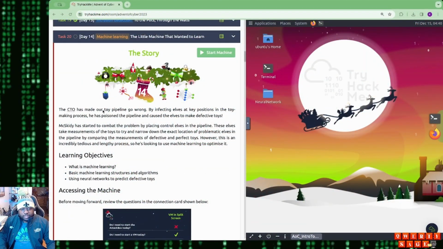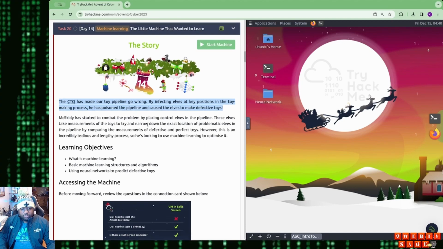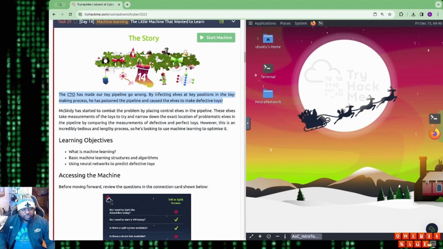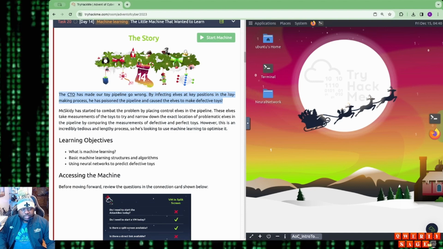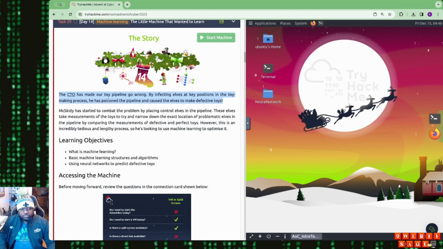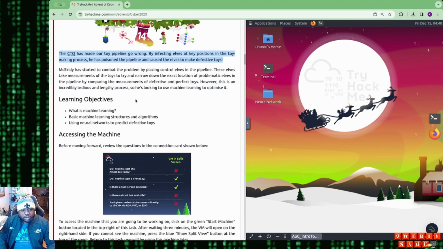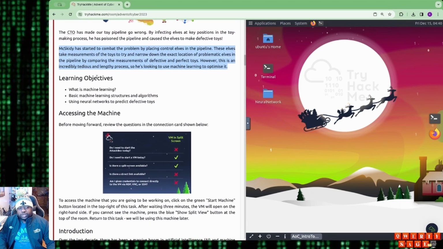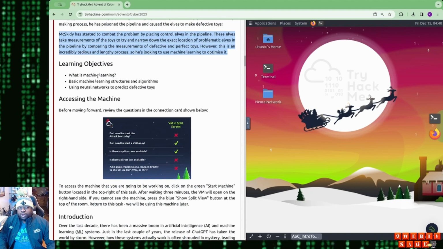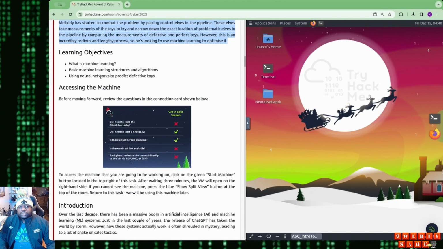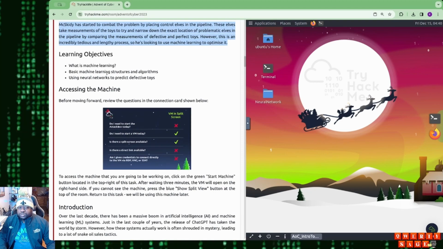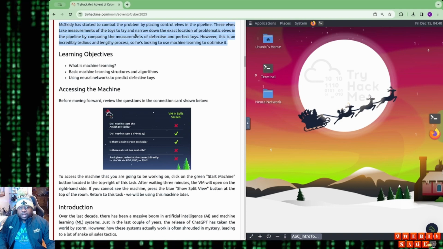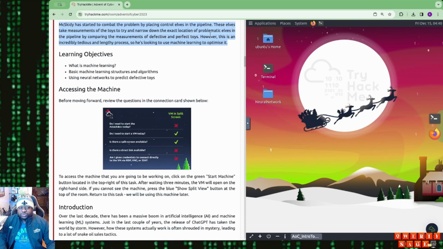The CTO has made our toy pipeline go wrong. I wonder if that's Mick Reedy or his replacement after being demoted. By affecting elves at key positions in the toy making process, he has poisoned the pipeline and caused elves to make defective toys. McSkitty has started to combat the problem by placing control elves in the pipeline. These elves take measurements of the toys to try to narrow down the exact location of problematic elves in the pipeline by comparing the measurements of defective and perfect toys.